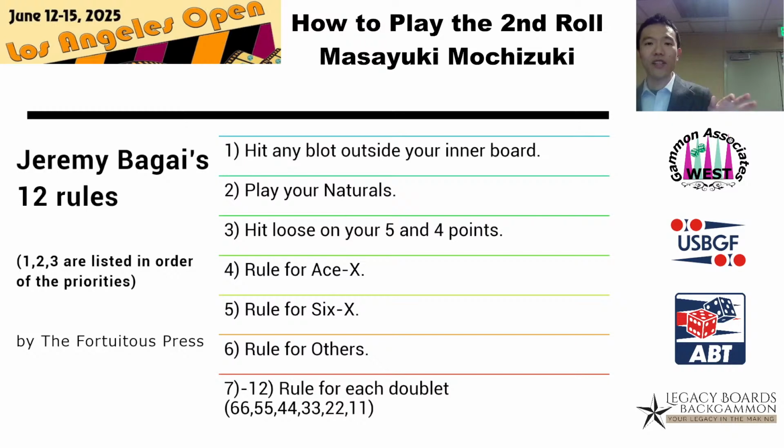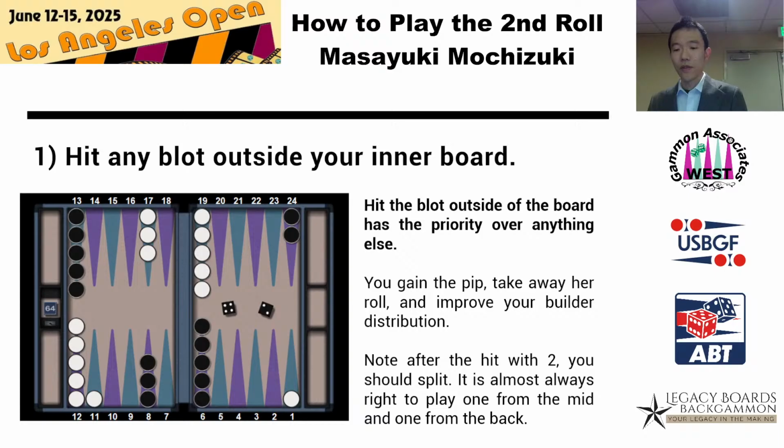Number 1, hit any blot outside your inner board. Number 2, play your naturals. Number 3, hit loose blots on your 5-point and 4-point. Those number 1, number 2, number 3 are listed in order of priority. So you have to apply number 1, if not, number 2, if not, number 3. And number 4, number 5, number 6 are in no order. So first rule, hit any blot outside the inner board.